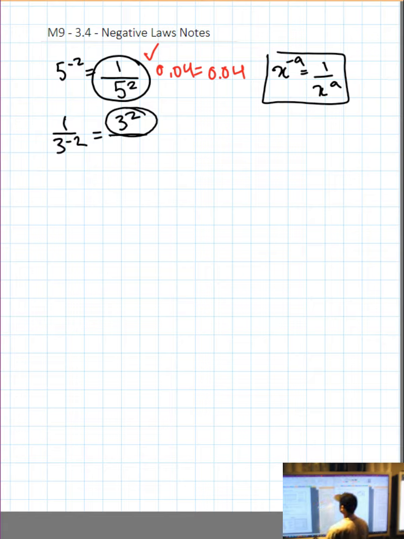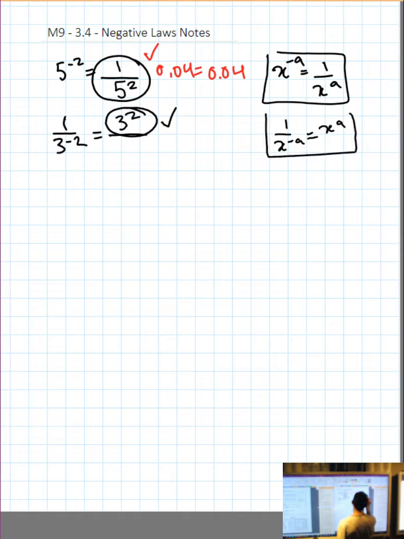Check your answer on the calculator. 1 over 3 to the negative 2 equals 9. 3 squared equals 9. Check mark. So the rule off to the left is 1 over x to the negative a equals x to the a. Box around our rules.